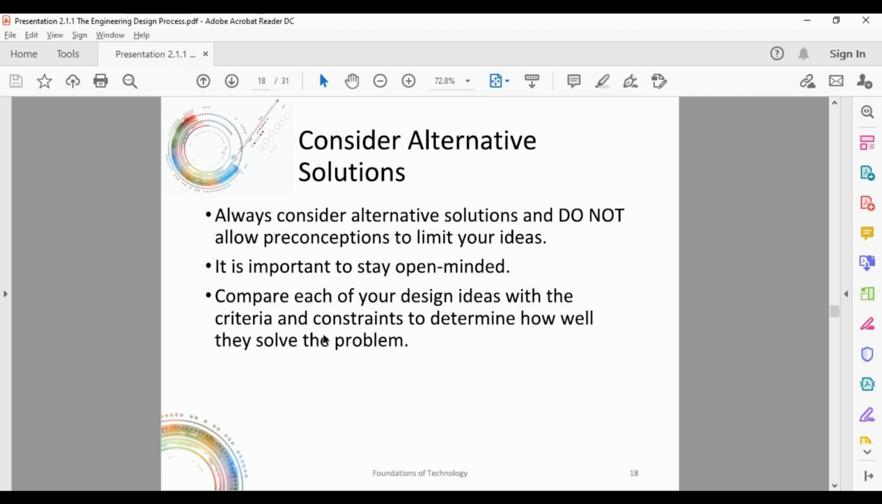Compare each of your designs with the criteria and the constraints to determine how well they solve the problem. This is that collaboration.